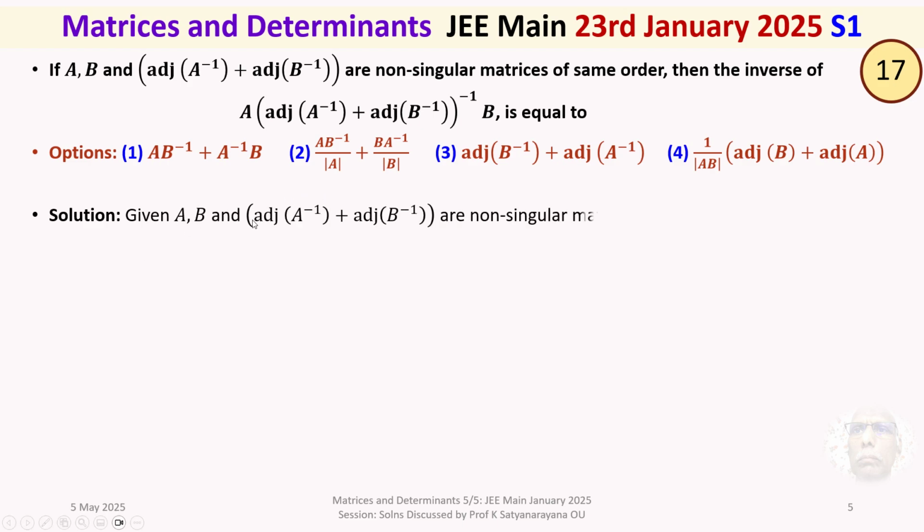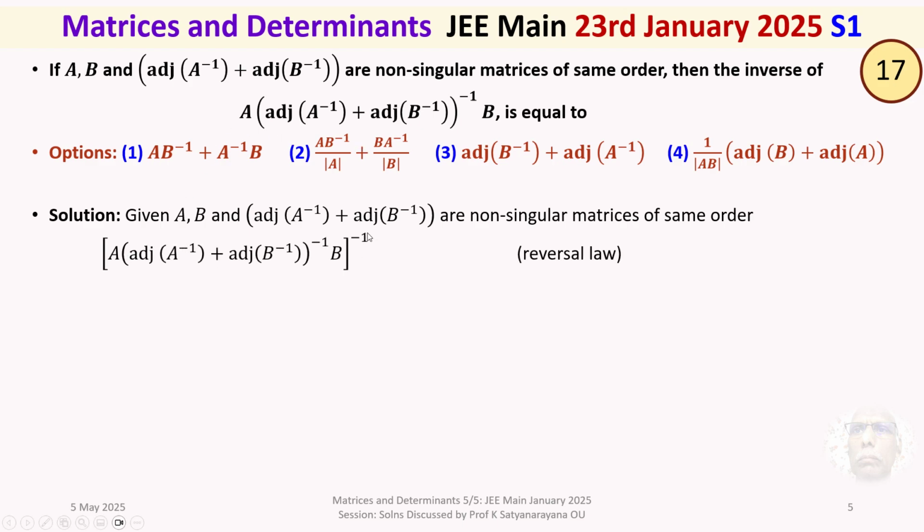We are given A, B and adjoint of A inverse plus adjoint of B inverse are non-singular matrices of the same order. Right. Now we take A into the inverse of this matrix. Therefore, the inverse of this matrix is A into, in brackets, adjoint of A inverse plus adjoint of B inverse, whole inverse, into B, and for the whole of that, the inverse.